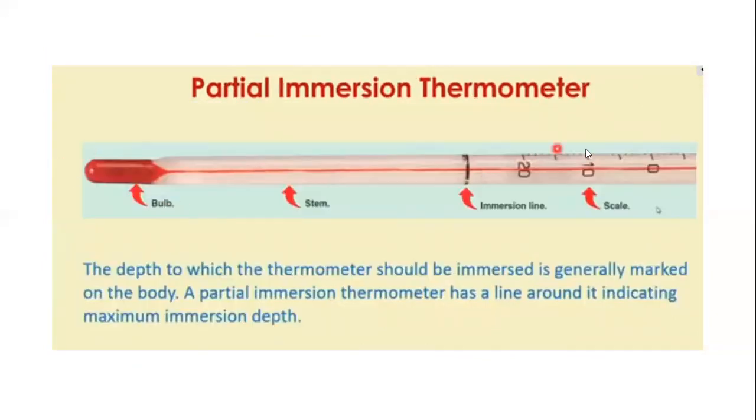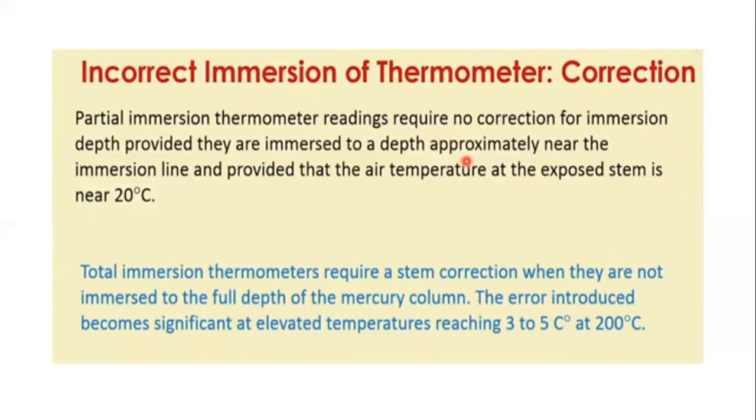Okay. So you can see usually like this, it's a partial immersion thermometer. Here you can see a marking, that is the immersion line. So the thermometer should be immersed up to this. So you have to immerse this much portion of the thermometer in the medium whose temperature is to be measured. Okay, so this is the bottom portion, the bulb. The narrow stem is provided here and the immersion line is here. So you have to immerse this thermometer up to this portion in the medium whose temperature is to be measured.